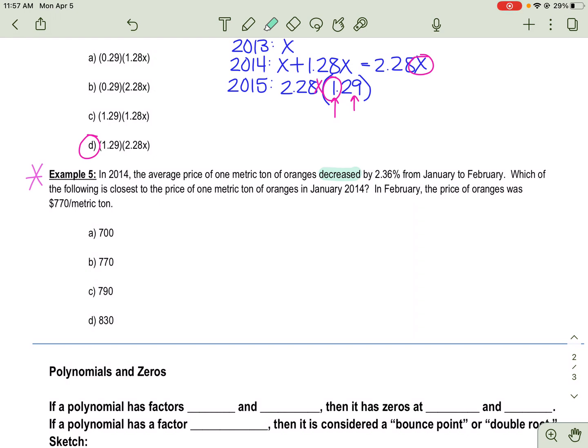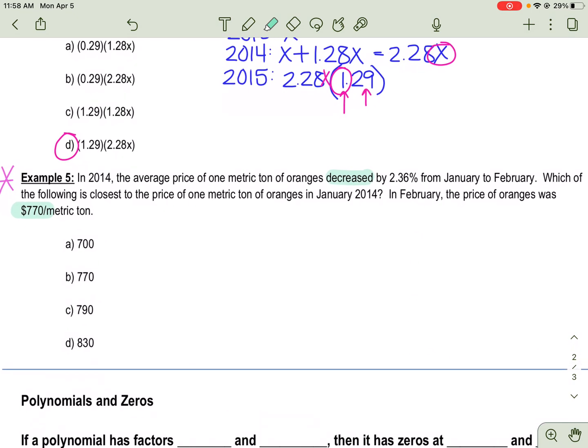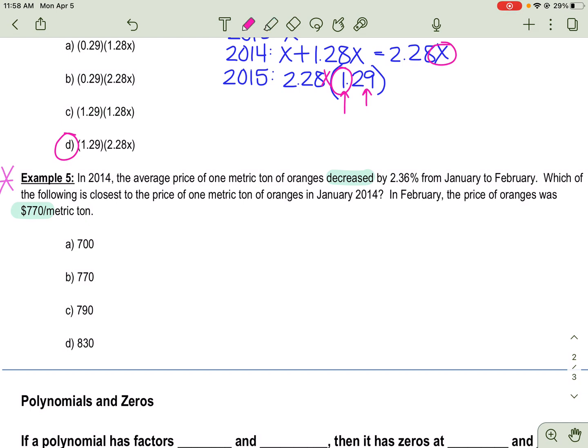Which of the following is closest to the price of 1 metric ton of oranges in January? Okay, so it's starting at 770, right here. In February, it's 770. So it increased to get there, which means it needed to be lower in January. So, wait, hold on. It decreased from, no, sorry, it had to be higher in January. Okay, so if in February it's 770, these don't make sense. It has to be one of these two.